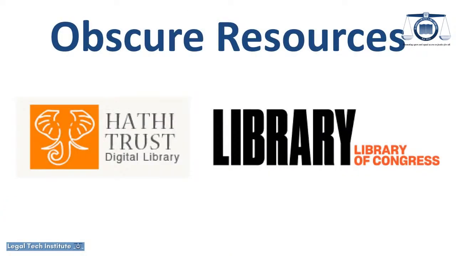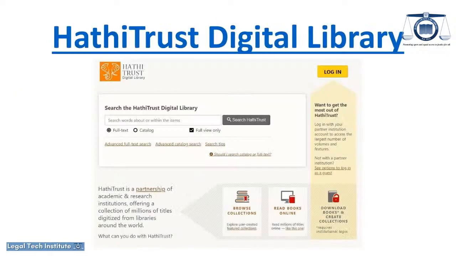And then we're going to take a look now at a couple of other obscure resources. And I say obscure because they're not specifically legal research resources. The first one is the HathiTrust digital library, and the other is the Library of Congress, which we mentioned previously, but we're going to look at a different aspect of it now.